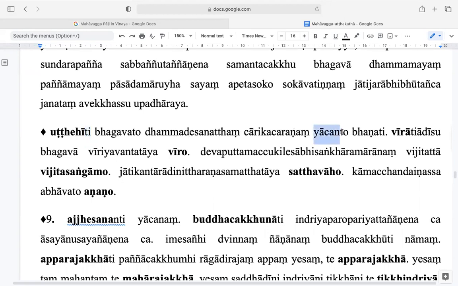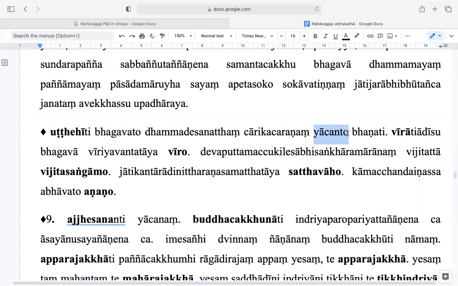And for what does he say it? Here Yacanto, Yacanto is a present participle form. When we learn the translation methodology, that is the present, in the sense of wish: one who wants to say, or who wants to hear, who wants to request. A Brahmin who wants to request the Blessed One says this speech, Otehi, etc.